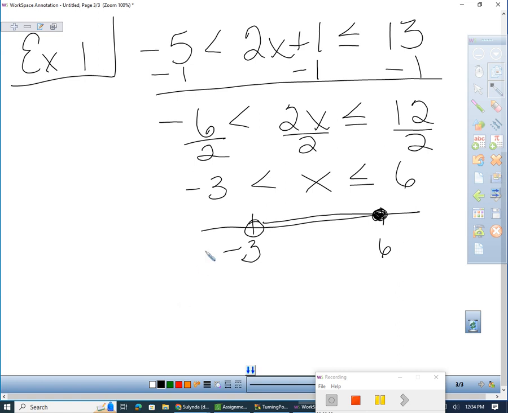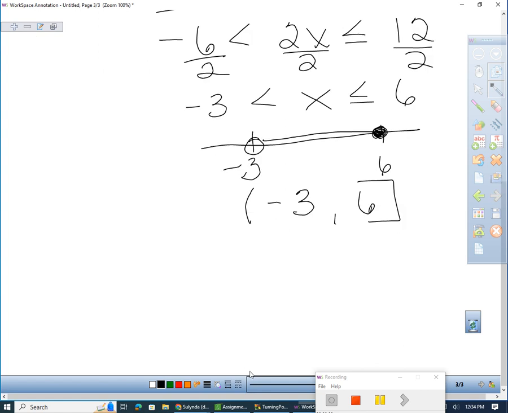Interval notation. My open dot is a parenthesis at negative 3. I go to 6, and a closed dot means I have a bracket. Okay, so this is one type of AND problem, when it is sandwiched in the middle. Here's another type of AND problem. So here's example number 2.